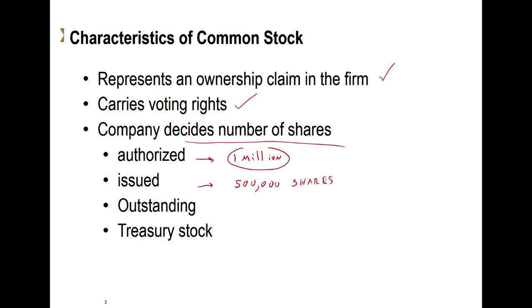Outstanding shares are the shares in the hands of management and outside investors. So, all of us. Suppose that the outstanding shares are 400,000 shares.